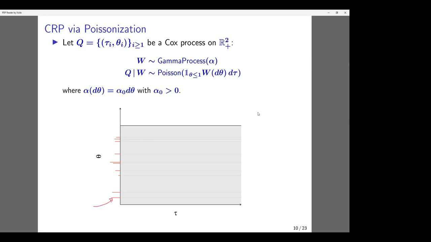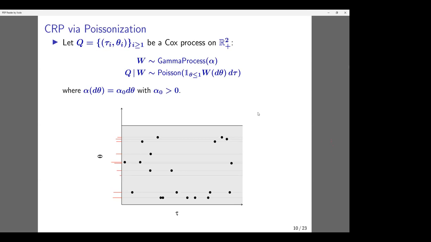Okay, I've represented here the W on the left. And so what I'm going to do, conditionally on W, is draw on the upper half plane a Poisson process where the mean intensity will be this measure W truncated on 0,1 times the Lebesgue measure over the X axis. Okay, so I'm considering a Poisson process with this intensity, and because the W is almost surely discrete, you will have realizations that lie on lines here. Okay, so I've represented a realization from this process.